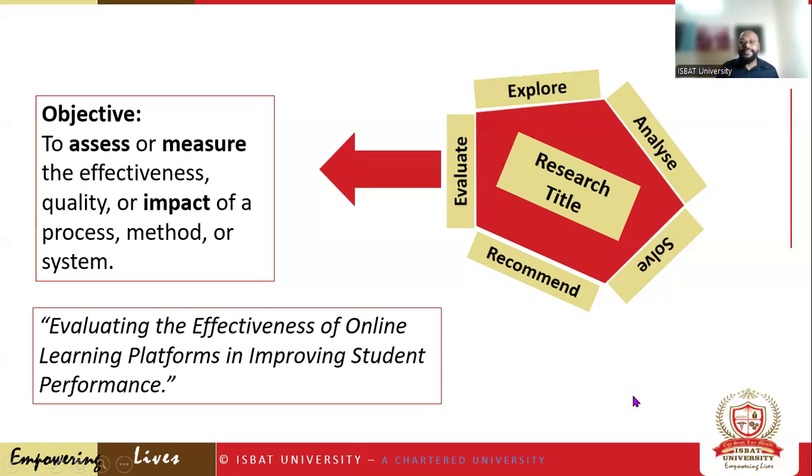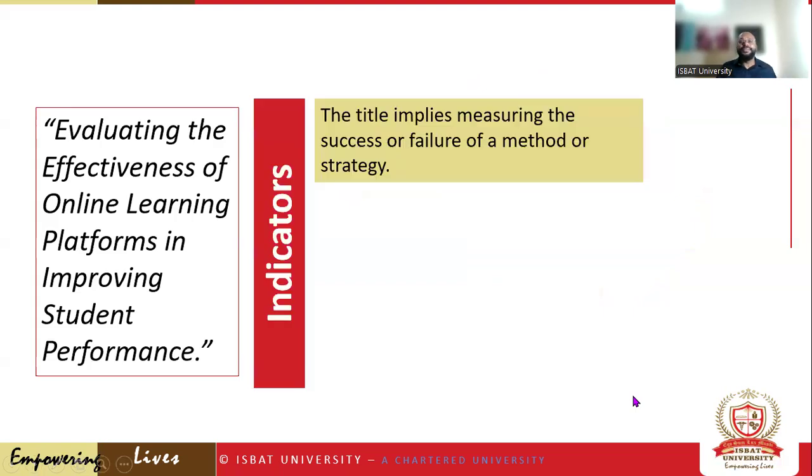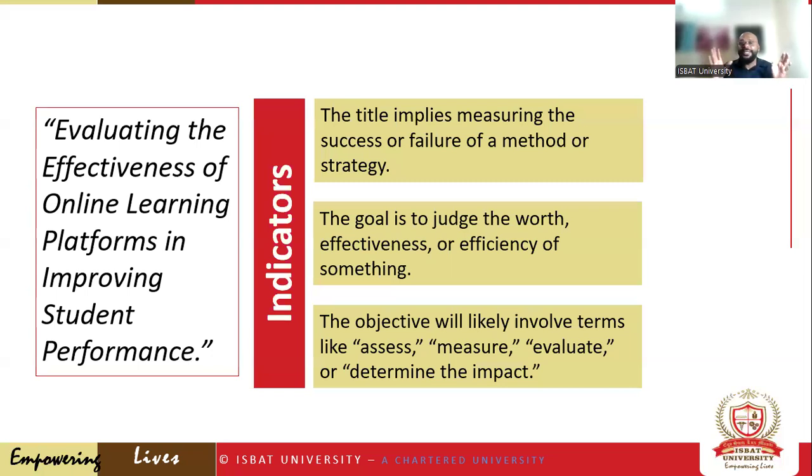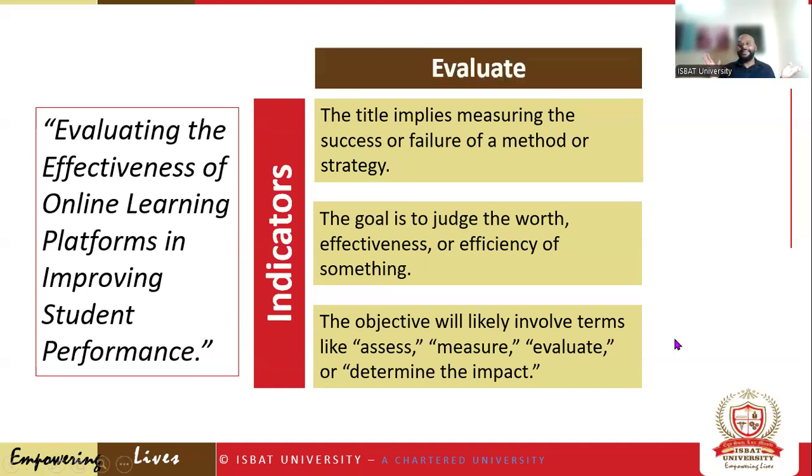So if you look at this research title, we can use the following indicators, because the title implies measuring the success or failure of the strategy. Which strategy? Online strategy. Also, the goal of the research is to judge which is more worthy, which is more effective, which is more efficient. So one indicator is measuring, the other indicator is judgment, and so it is a wholesome of assessing, measuring, evaluating, and determining the impact. And definitely this is an evaluation.